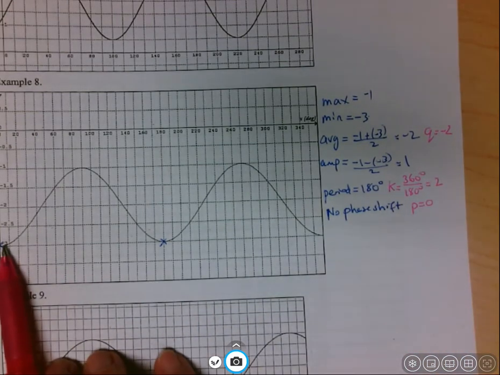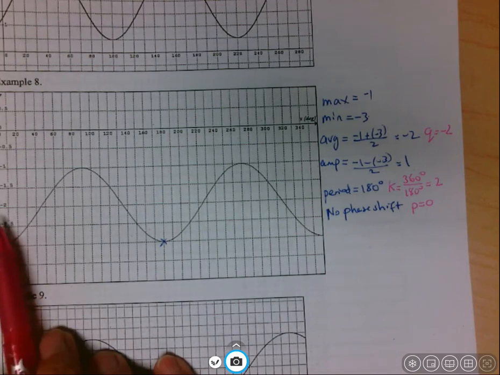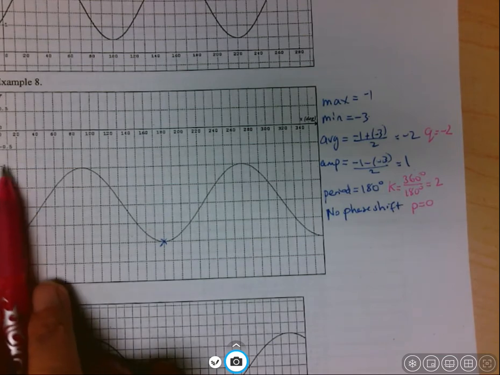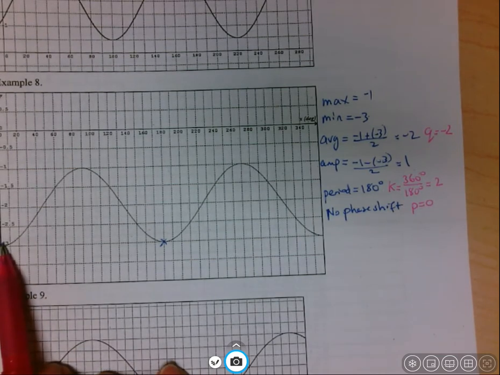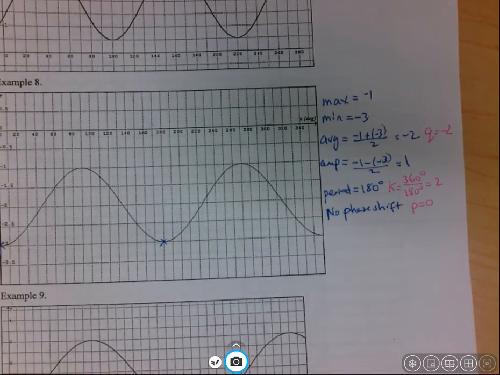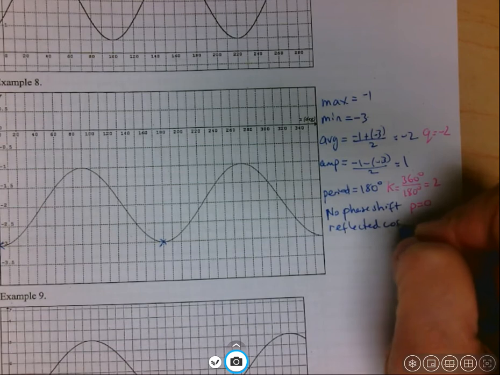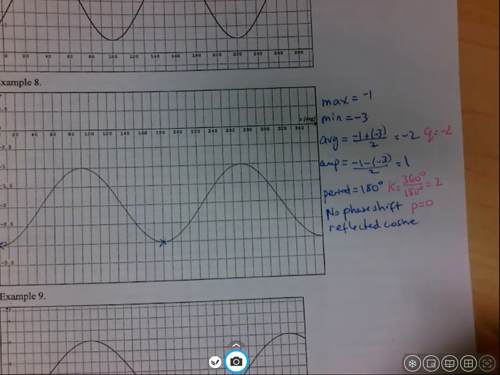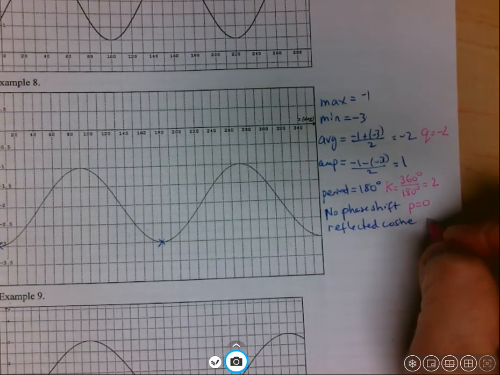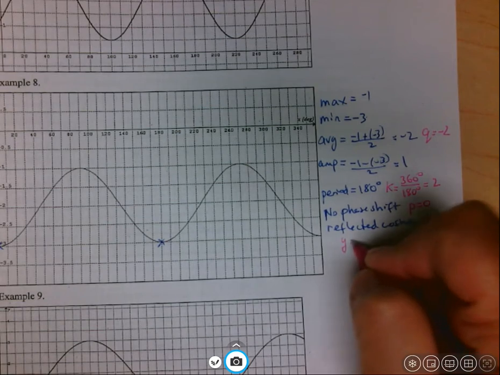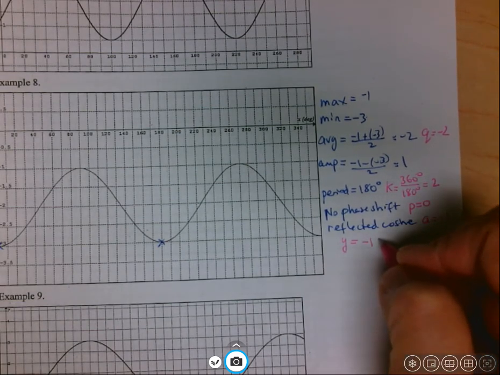Now, if I start here, then this is definitely not a sine, because sine would start at the average. So this must be a cosine, but cosine starts at the maximum and this one starts at the minimum. So therefore it must be a reflected cosine. Okay, so now I have everything, because if it's a reflected cosine and the amplitude is 1, then that means my A is -1.